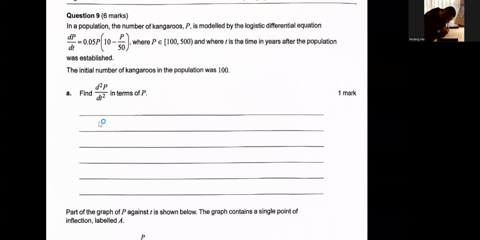Question 9. In a population, the number of kangaroos P is modeled by the logistic differential equation dP/dt equals 0.05 P times (10 minus P over 50). P is between 100 and 500, and t is the time in years after the population was established. The initial number of kangaroos was 100. Find d²P/dt² in terms of P. So take the second derivative.